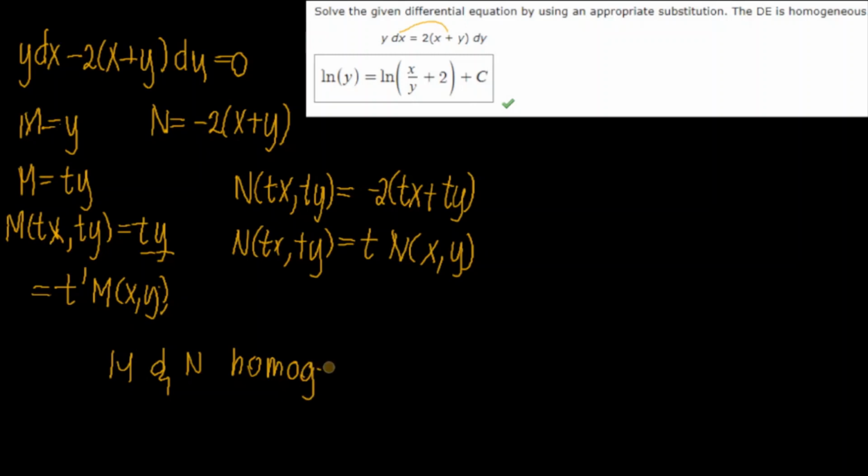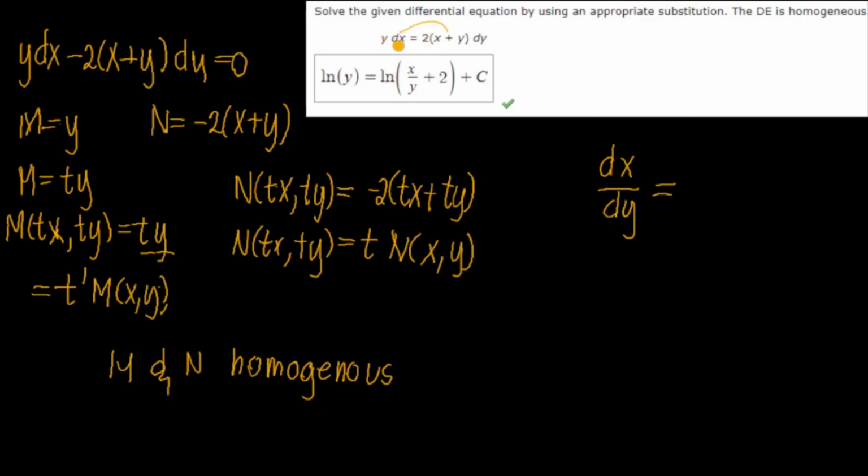Now after knowing that our equation is homogeneous, since we've already known that m and n are both homogeneous, we'll try to solve this problem here. We'll try to rearrange this in this form, dx over dy. We will now solve our differential equation after knowing that m and n are homogeneous.